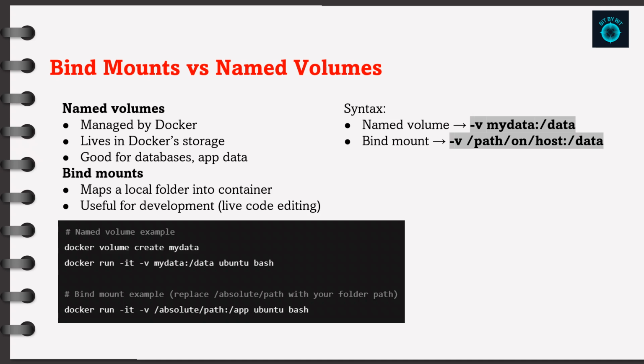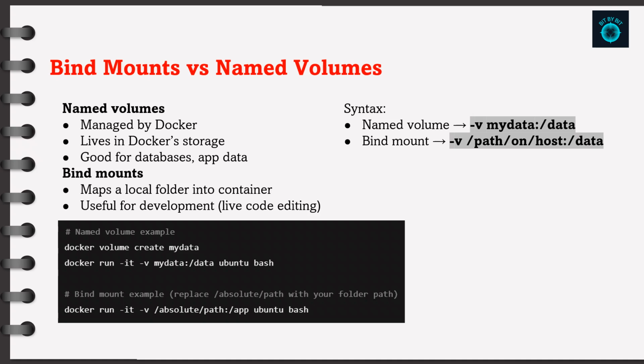Bind mounts versus named volumes. We just saw how volumes help us keep data safe even when containers stop. Now, let's compare the two main types, named volumes and bind mounts. First, named volumes. These are created and managed entirely by Docker. They live inside Docker's own storage area, usually hidden away on your computer. Named volumes are a great choice when you want Docker to handle storage for you, especially for databases or application data. Example, -v mydata:/data.